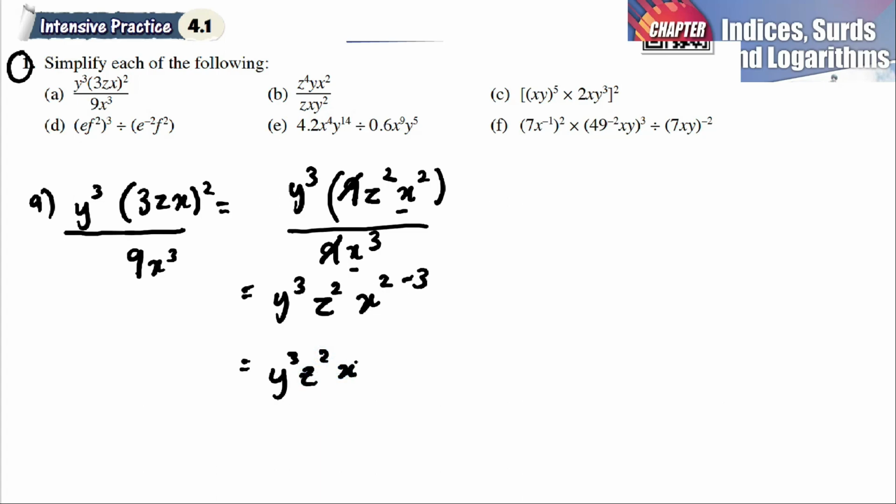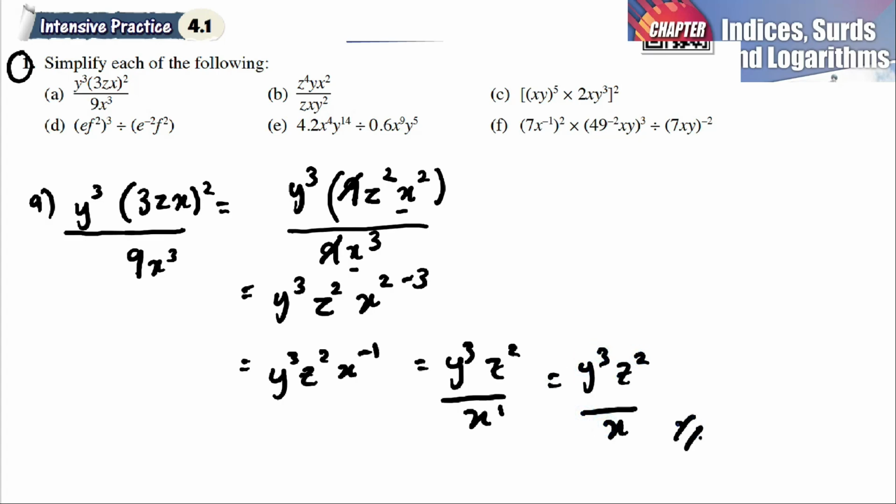2 minus 3 is negative 1. And we know that any negative power, we can bring it down to make the power positive, divided by x. So leave it in the form where all the powers are positive. This one is 1, right? So we don't really need to write 1. So this one is x.